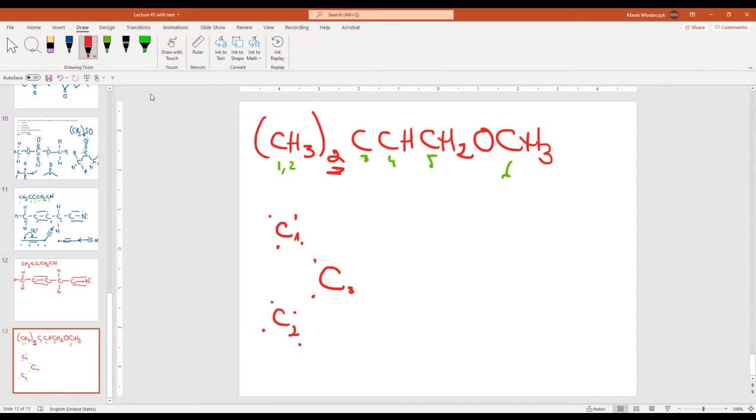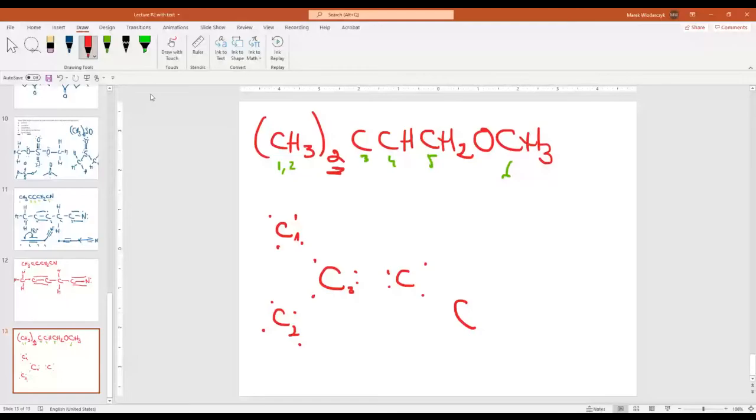Okay, then carbon number 4 is connected to carbon number 3 and carbon number 5. So this is 4. So now we have carbon number 5 here. Then carbon number 5 is connected to carbon number 4 and the oxygen. So then we have an oxygen here. And the oxygen is connected to carbon number 6. Okay.